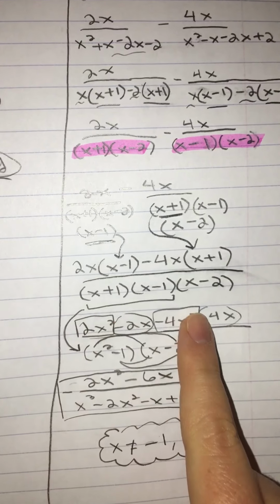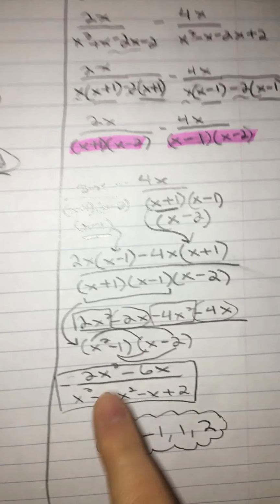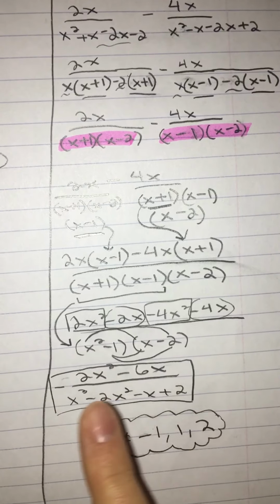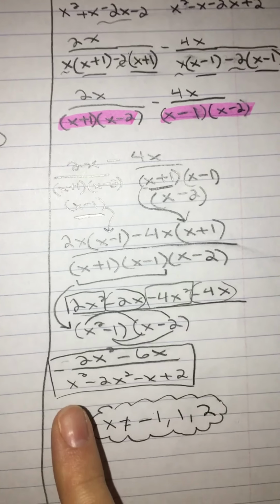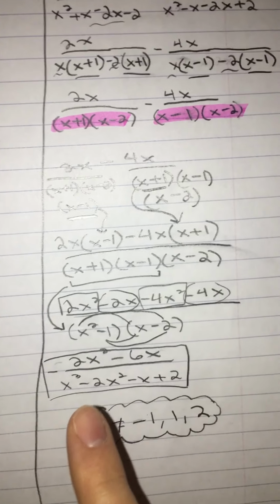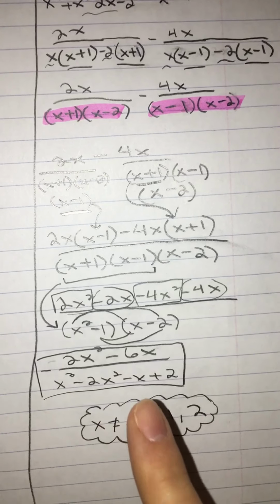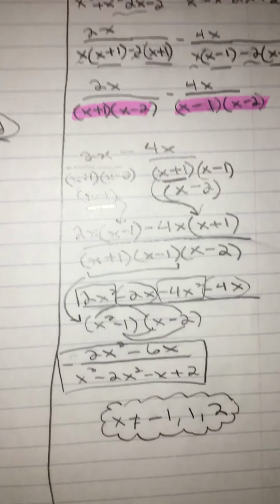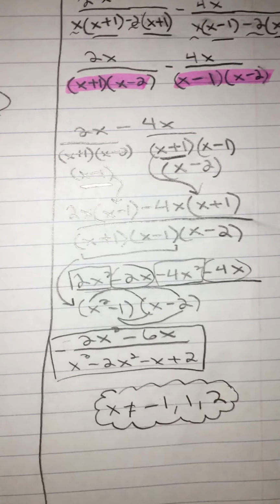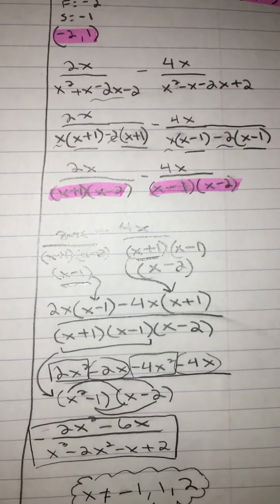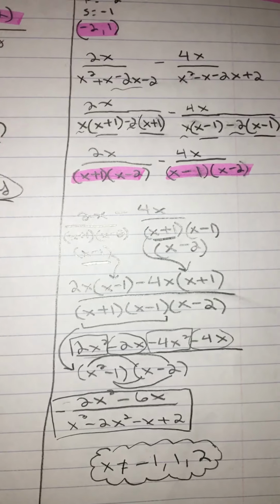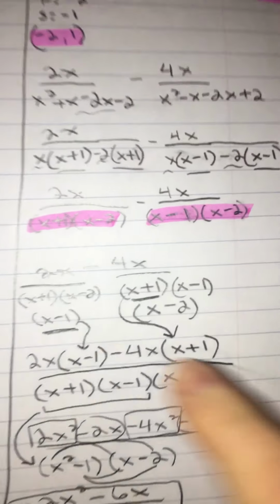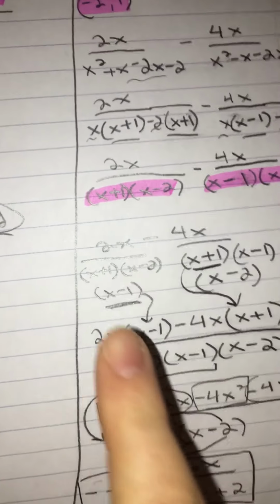So when you subtract all of these values, you get negative 2x squared minus 6x divided by x to the third minus 2x squared minus x plus 2. Okay, so that's the answer. And then you want to find restrictions. So these are a little bit easier to find restrictions because you can just go up here and just look at these values.